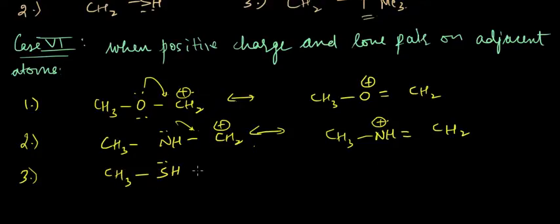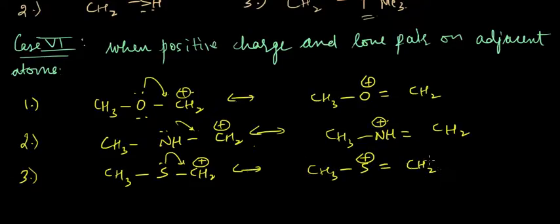Again we have something like this. What will again have to happen is, again the positive charge and lone pair are in conjugation with each other. So sulfur will donate its lone pair to form a double bond between itself and the carbon atom.